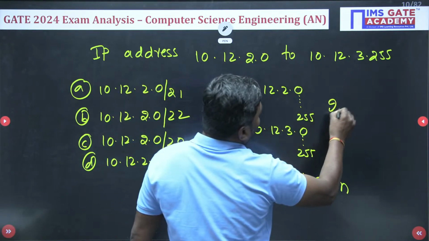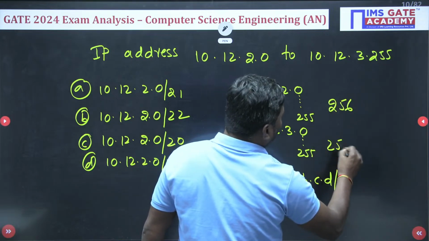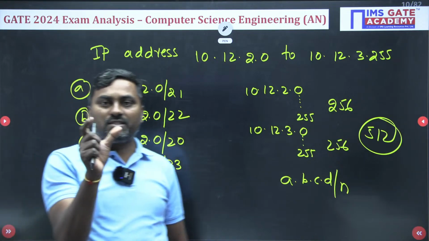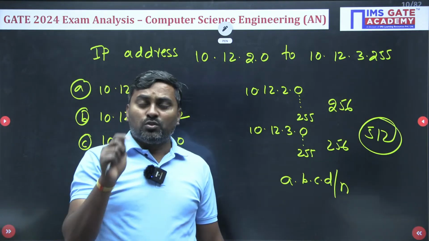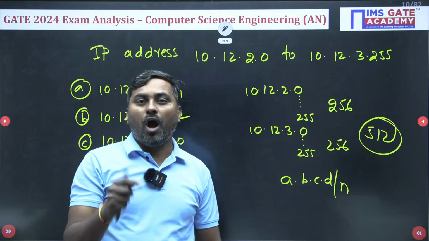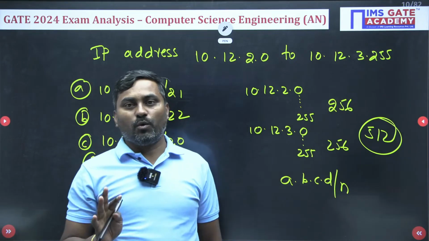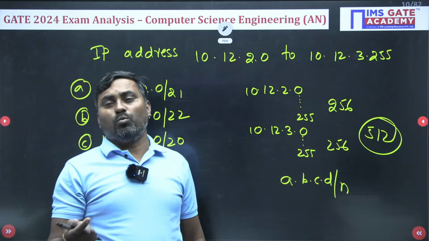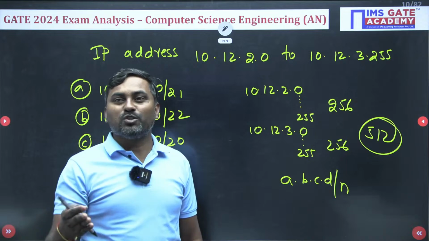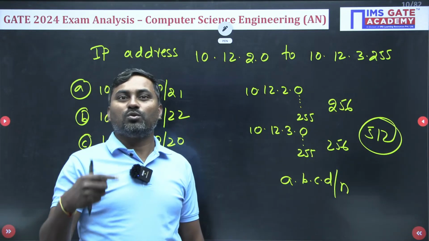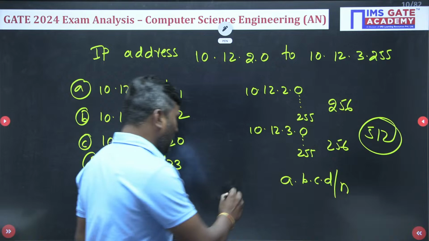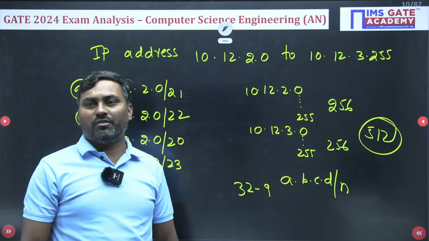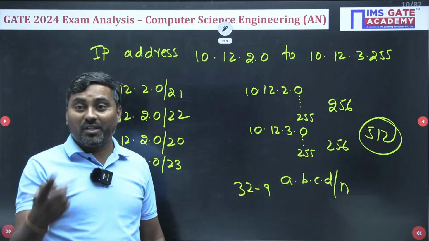How many IPs are there here? 256. Here is 256. Total 512 are there. 512 IP addresses are there in the block. So how many bits are required for host? 9 bits required, right? So if you subtract 9 bits from 32, how much? 32 minus 9 is 23 bits. Sorry, 23 bits, 23 bits.